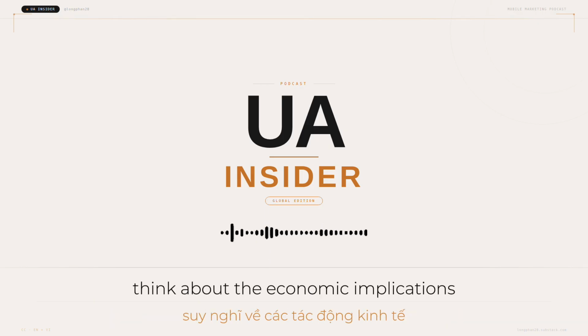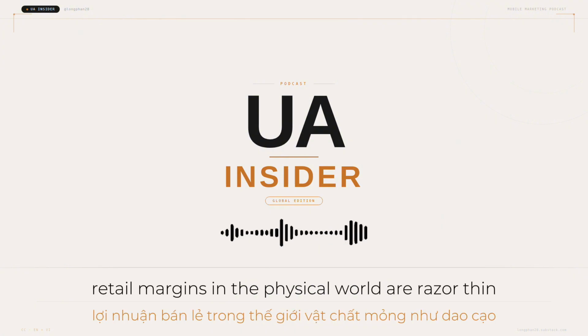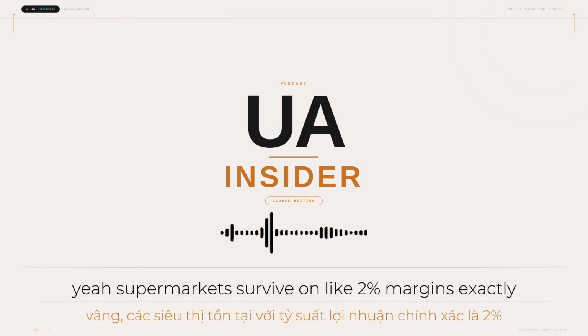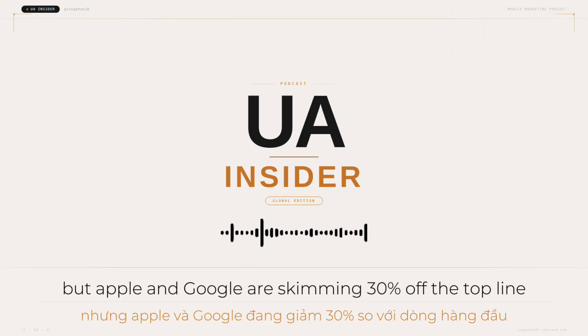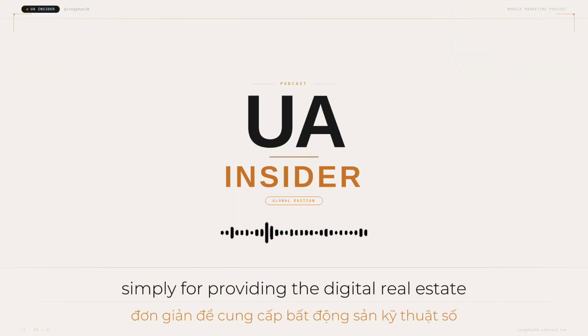Think about the economic implications of that for a second. Like, standard retail margins in the physical world are razor thin, right? Often in the single digits. Yeah, supermarkets survive on like 2% margins. Exactly. But Apple and Google are skimming 30% off the top line of an entire global industry simply for providing the digital real estate.